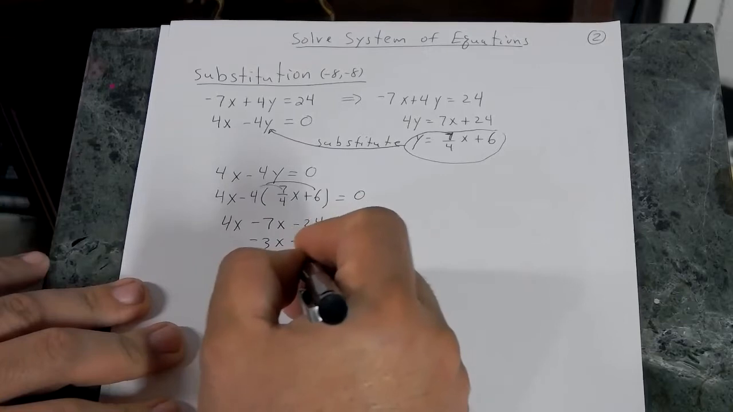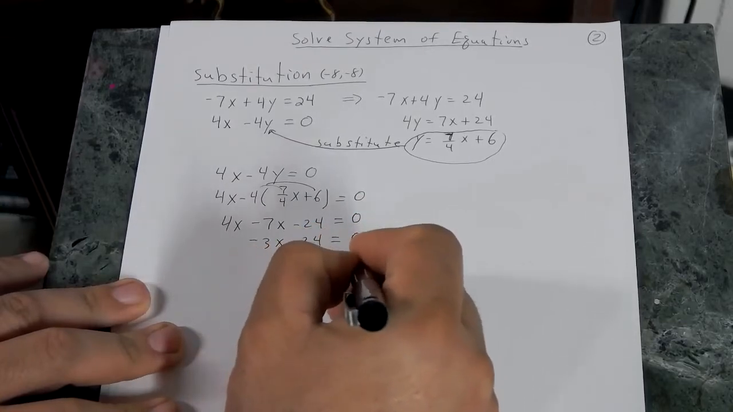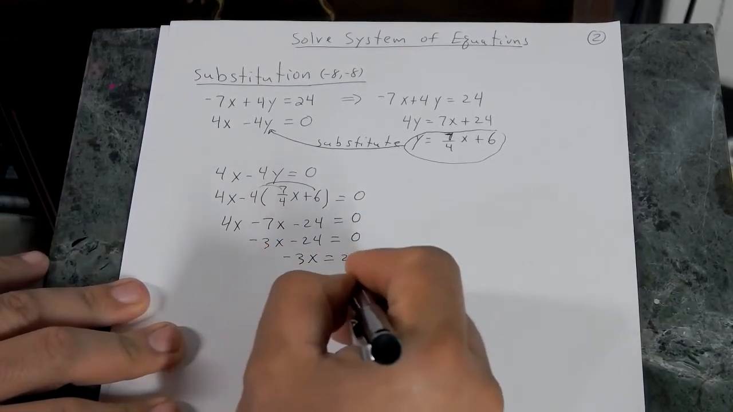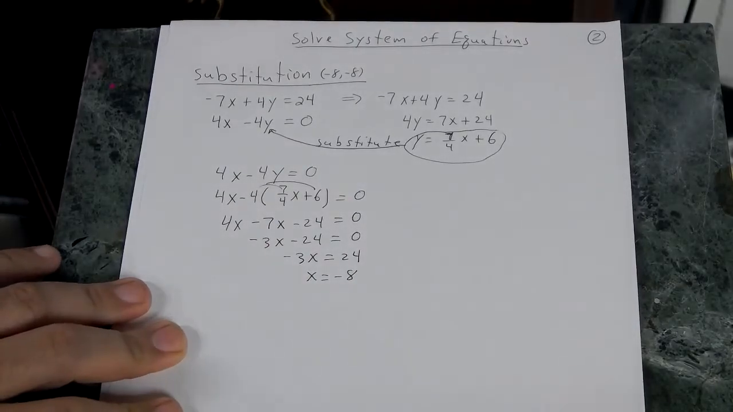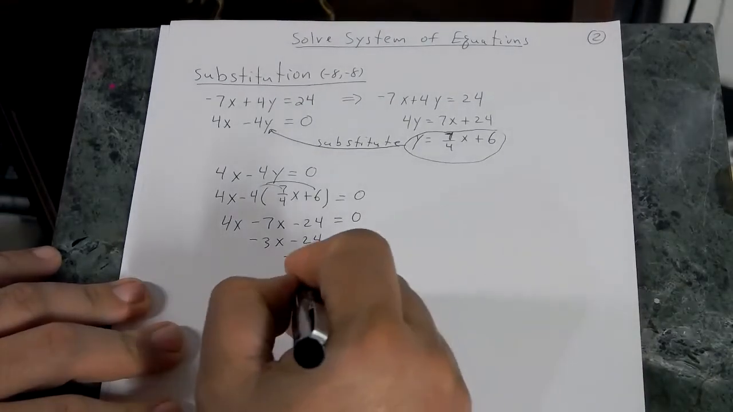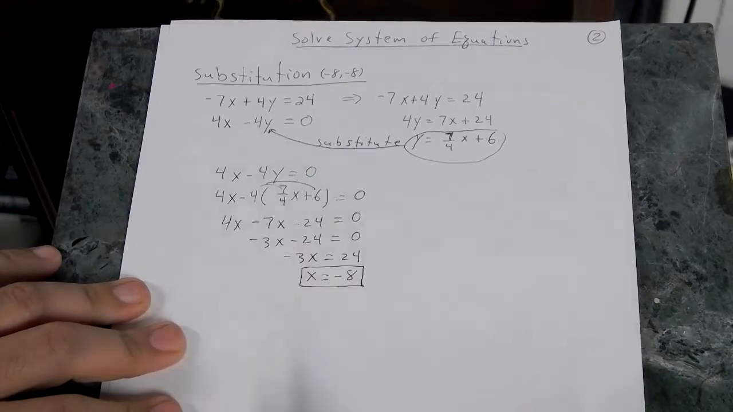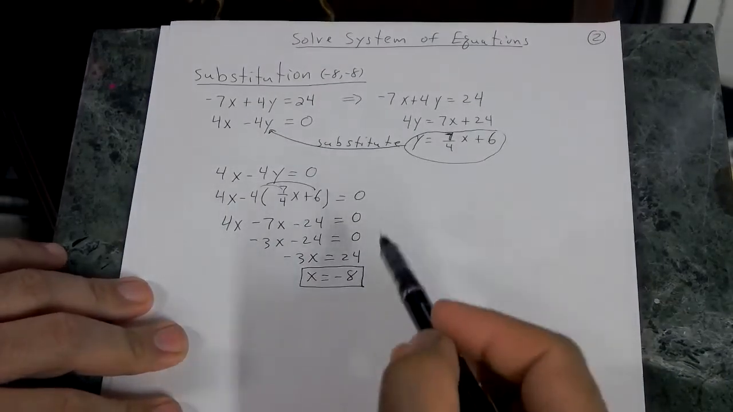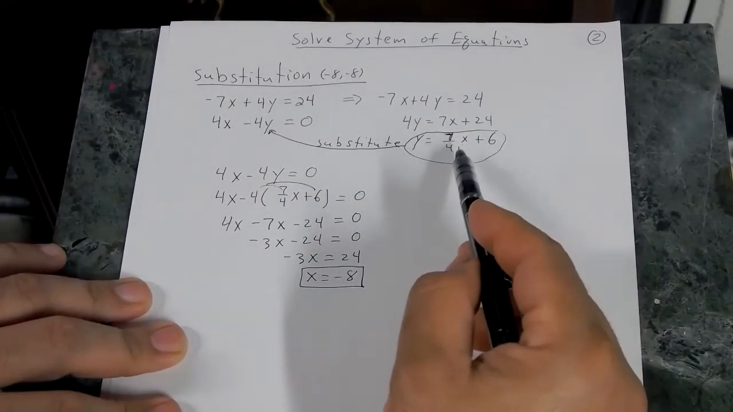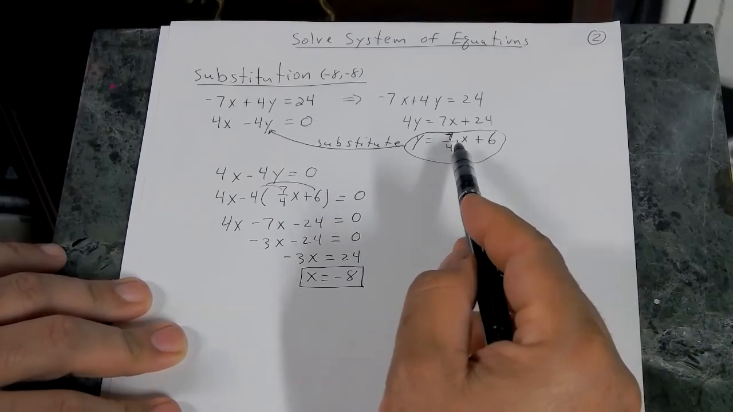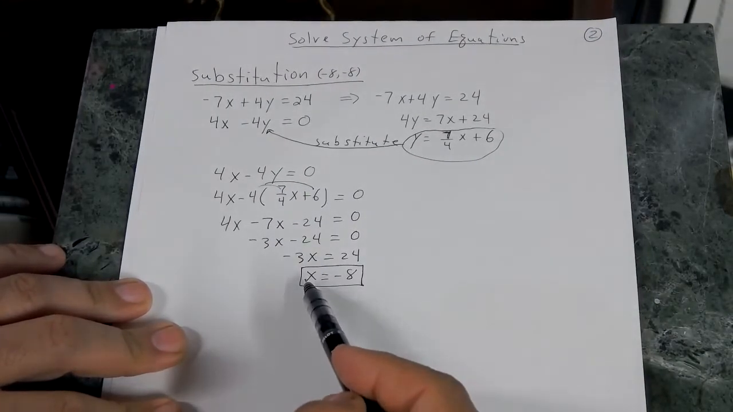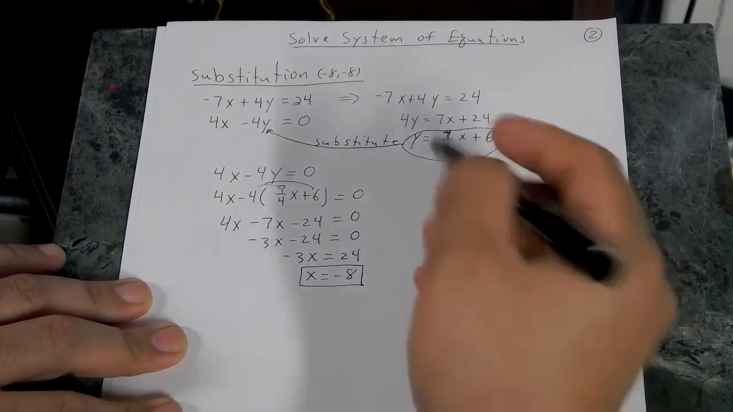Solving for x, negative 3x is equal to 24. Divide by negative 3, and x is negative 8. Now I know the value of x. I need to figure out the value of y. So now I'm going to go back to that equation that I solved for y. See it right here? And I'm going to substitute in, again, the word substitute, x to be negative 8.